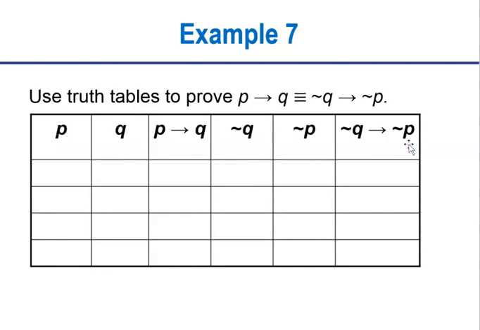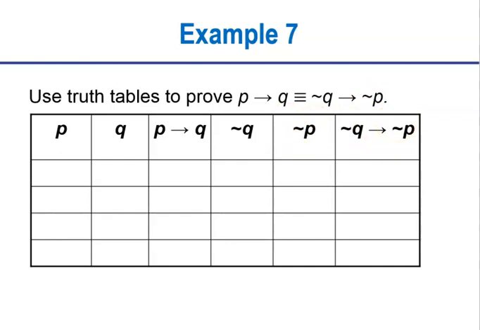Let's just see what the book wanted to do. Look, they did P and Q, and then they went ahead and did the if P then Q in the next column. Is that okay? Of course it is. Then a column for not Q, a column for not P, and then finally not Q implies not P. Now let's fill this in.